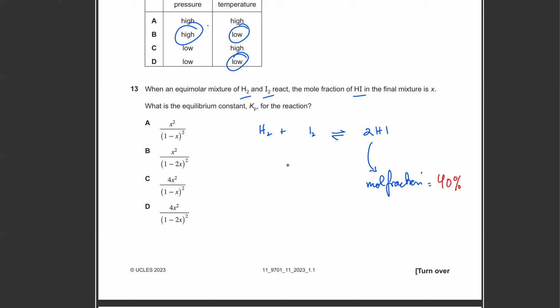So the total would be 100%, right? That means the remaining 60% of the gases are these two. Is that clear? Yes. And since it was an equimolar mixture, these two were present in the same quantity, so they're 30% and 30%. Whatever forward or backward reaction happens, they're going to remain equal, because they react in 1:1. So even at the end, they will still remain equal. So it's going to be 30% this and 30% this. Is that part clear? Yes.